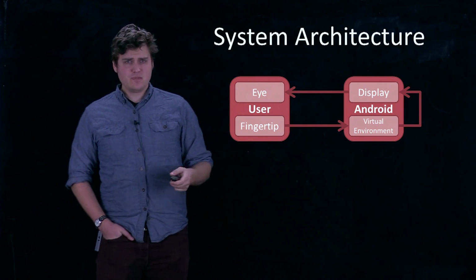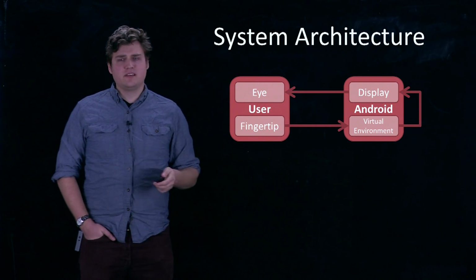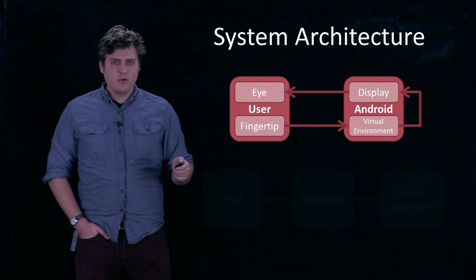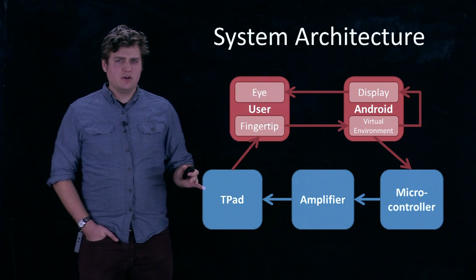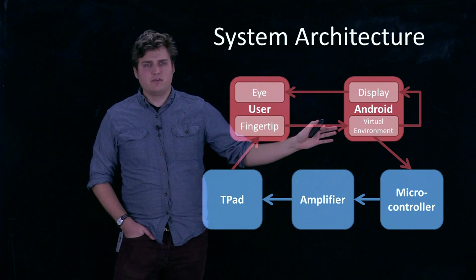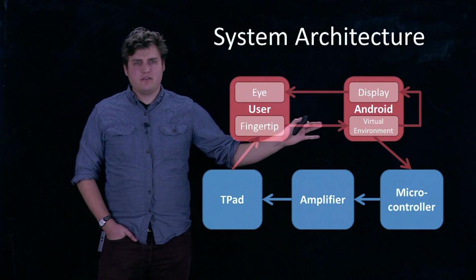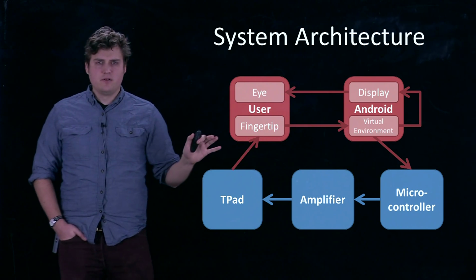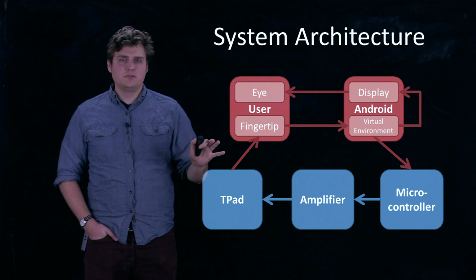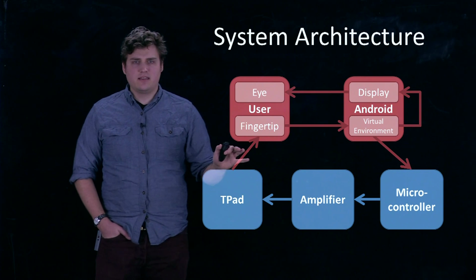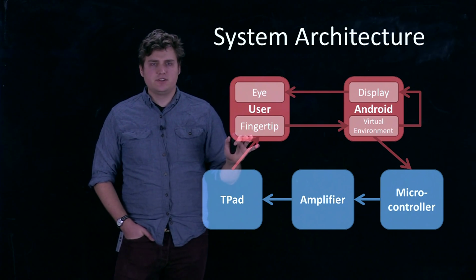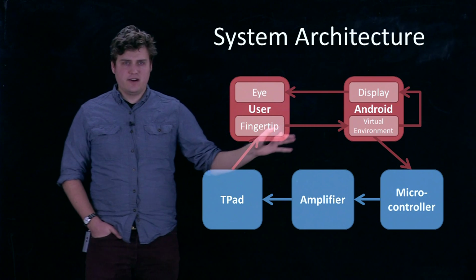Now, this is a very basic interaction, one that we all do with our smartphones or tablets. But what we want to show you is that by adding in the TPad phone, we're adding in this secondary channel back to your fingertip. So now we have this virtual environment over here, which we think of very generally as any sort of user interface, like your home screen, apps you might have on your phone, games, anything like that. Anything that's taking in finger position and acting on it is the virtual environment.